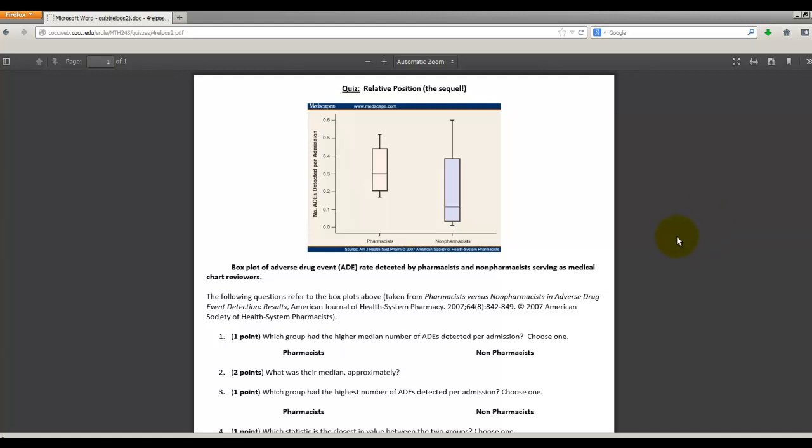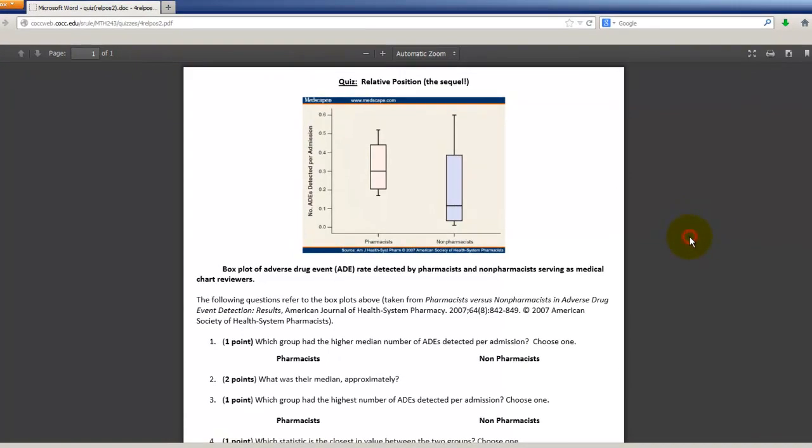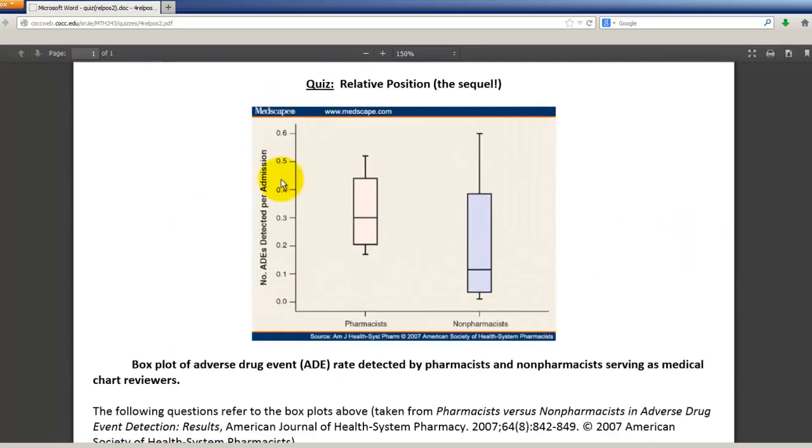Hey everybody, the purpose of this video is to get you guys some solutions to this relative position quiz involving 2 box plots. We got some pharmacists and some non-pharmacists, and we are looking at adverse drug event rate detected. So it's a number of these things detected per admission. We're looking for whether there's a difference, a measurable difference in the number of these adverse drug events noted by pharmacists versus non-pharmacists.